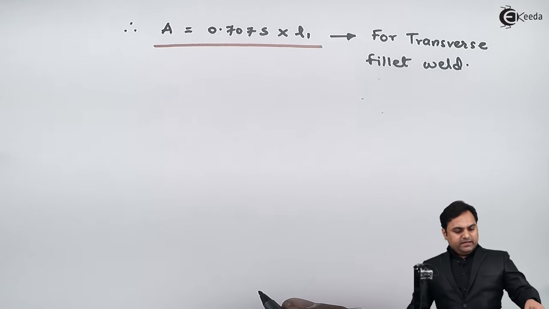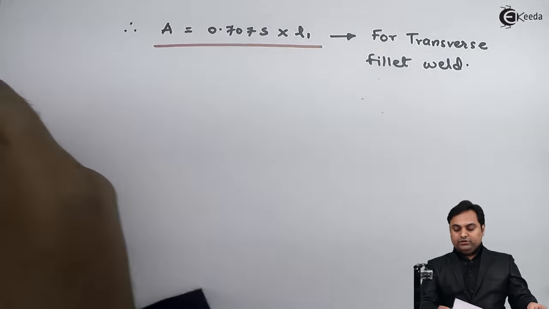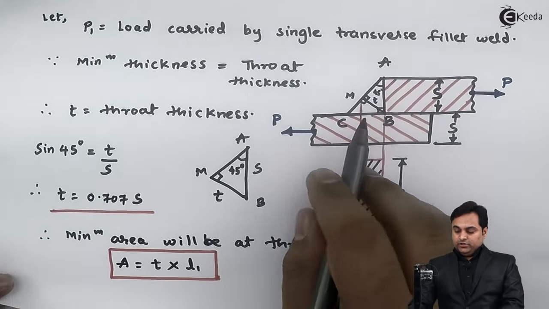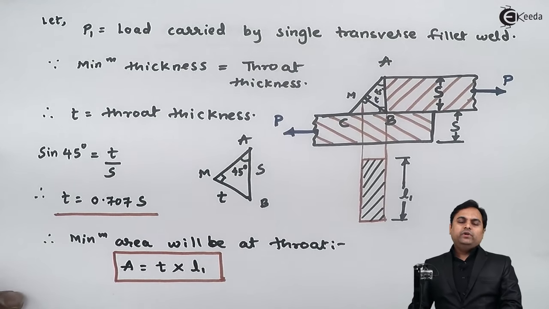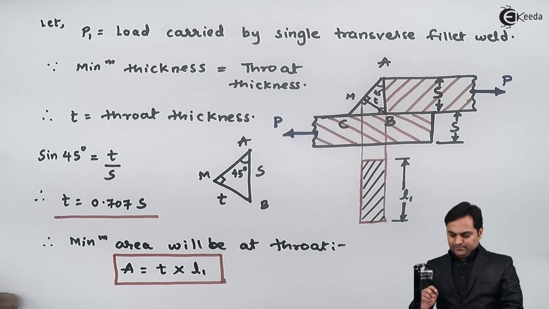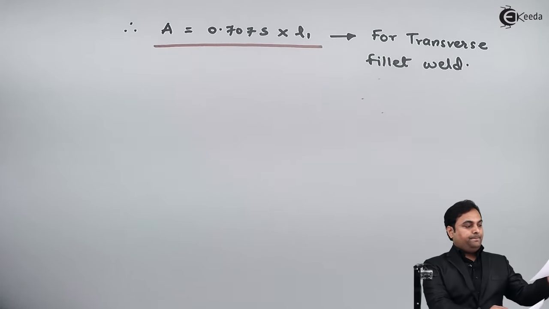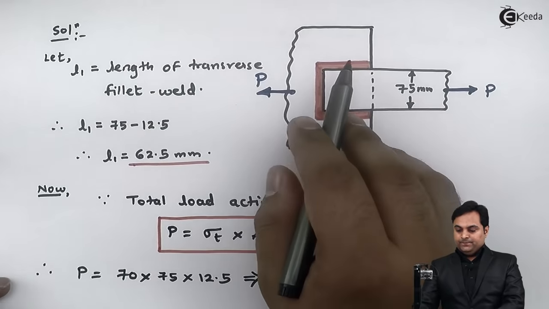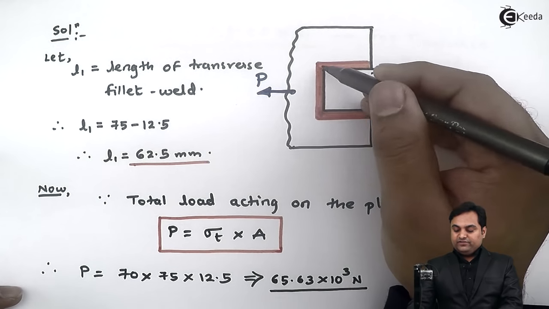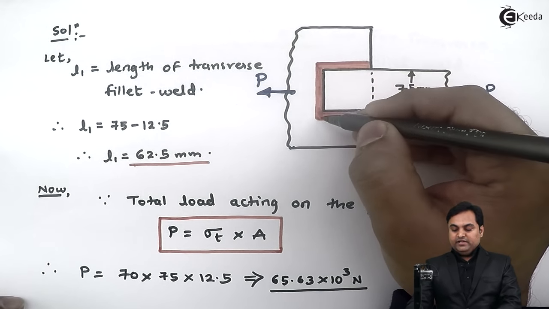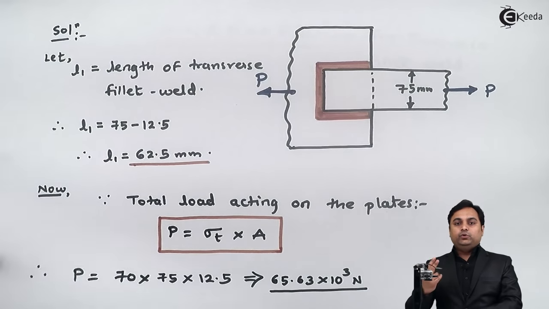Now similarly, as I have explained, for transverse fillet weld, the throat thickness T will be same for parallel fillet weld, with the only change being that here the welds are parallel, and we are having two such areas. In case of single transverse fillet weld, area was only one. In case of double parallel fillet weld, we would be getting two areas.